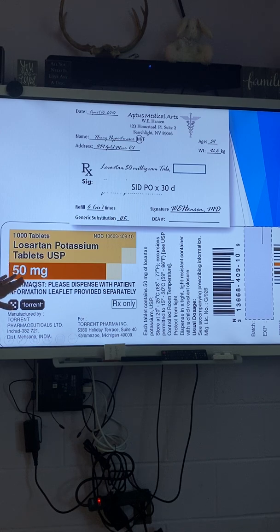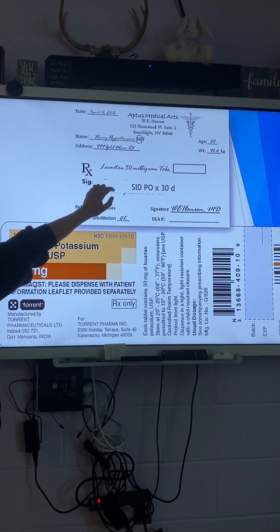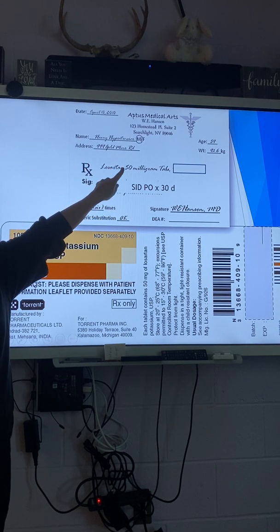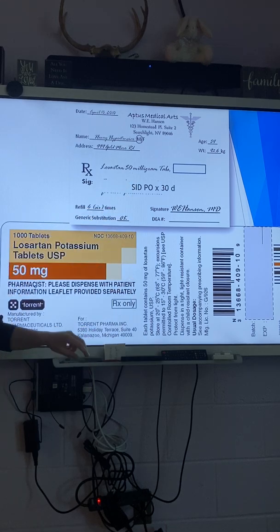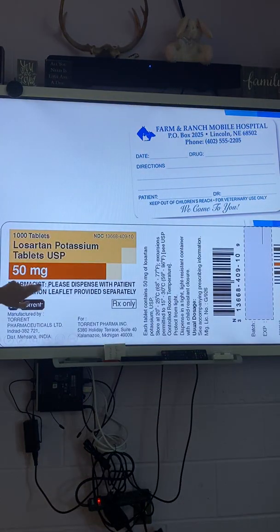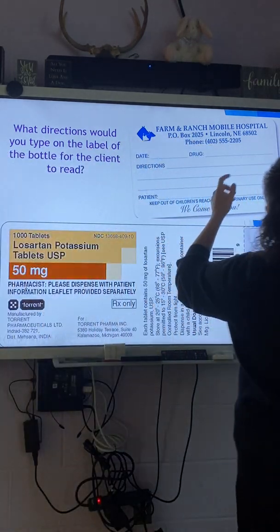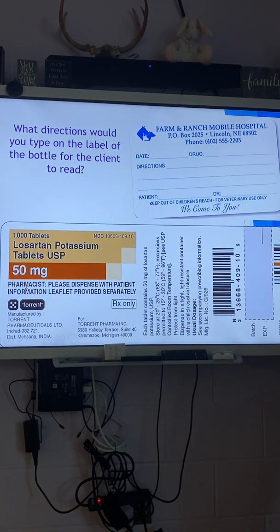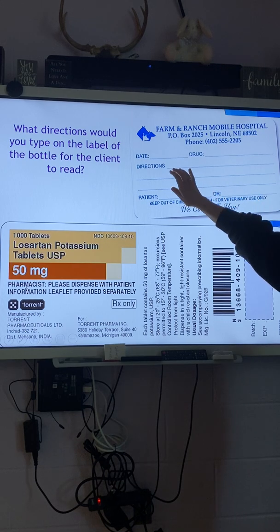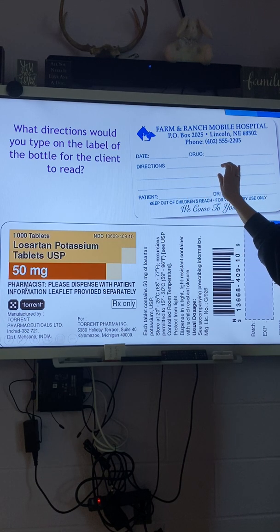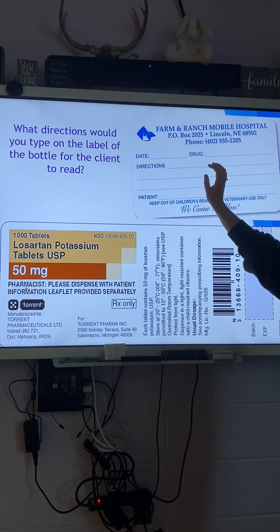So here was the tablet that we're going to look for in the cabinet. This is what the prescription looks like. They have the name of the drug, they have the concentration. And this is the label that we practice with in here. So these directions that we've been doing, the easy to understand directions, are going to go right here. All right, so what would we say for that client?